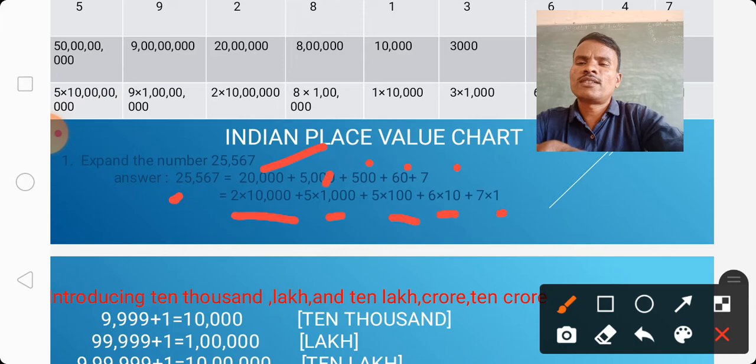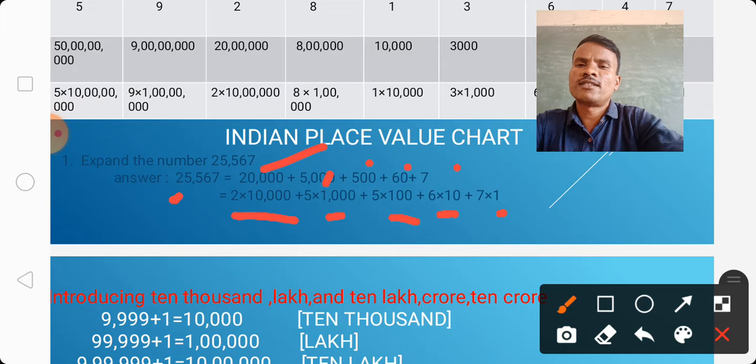In order to expand, we have to identify which place that digit is in. First we have to write that digit and into, then the place value. Okay, that is 10,000 or crore or like this. We have to expand the given number like this.